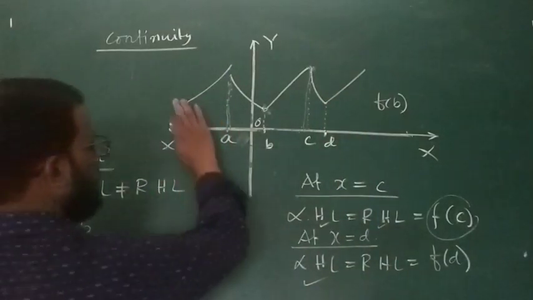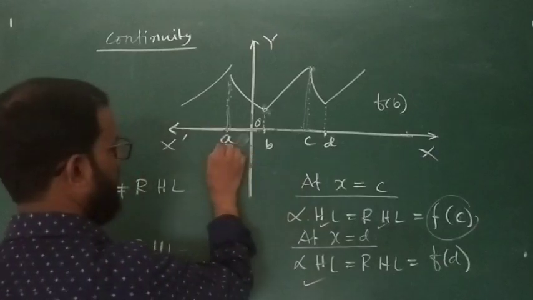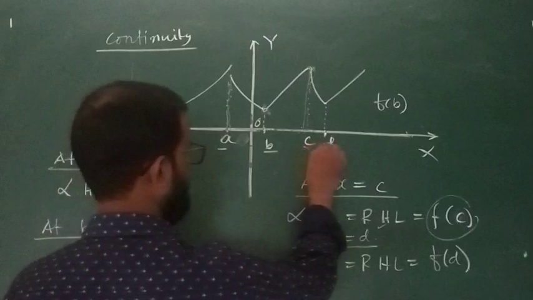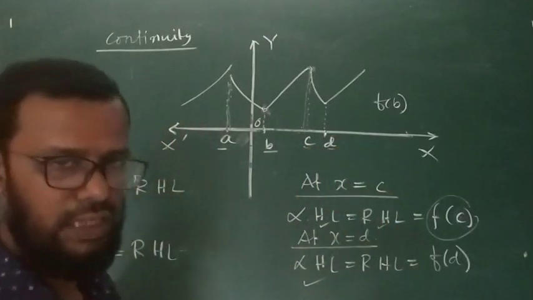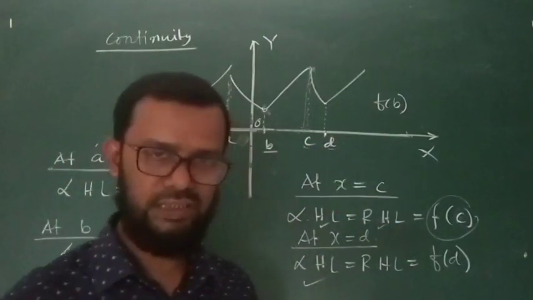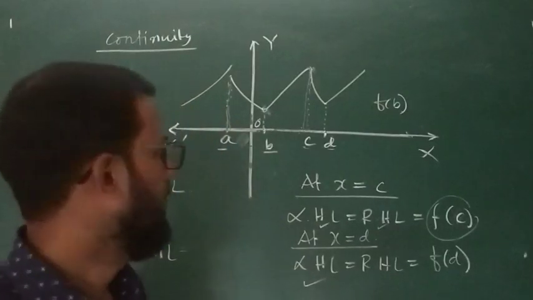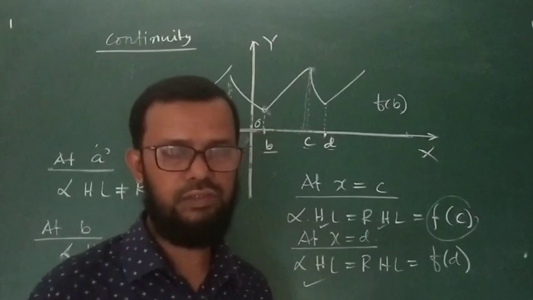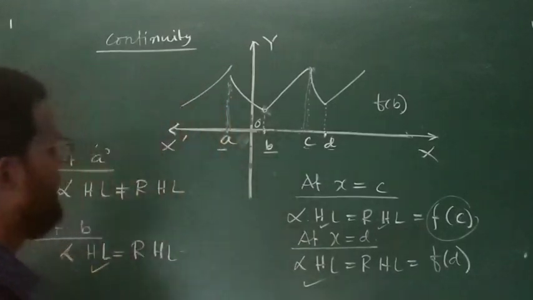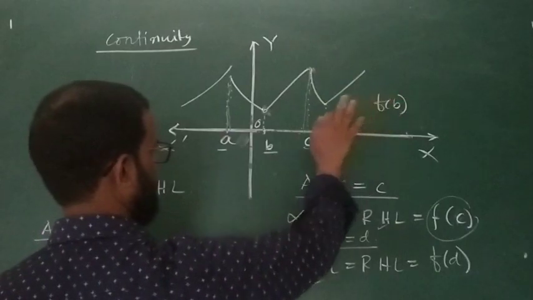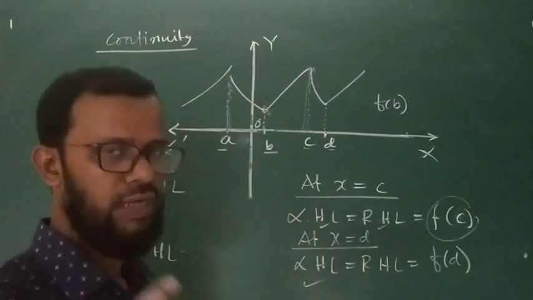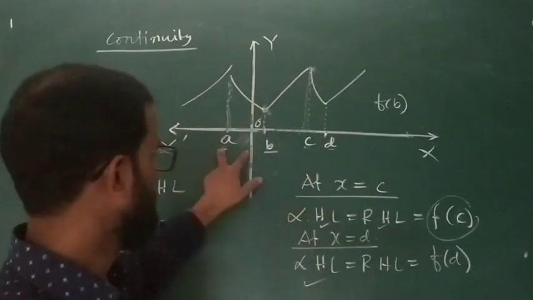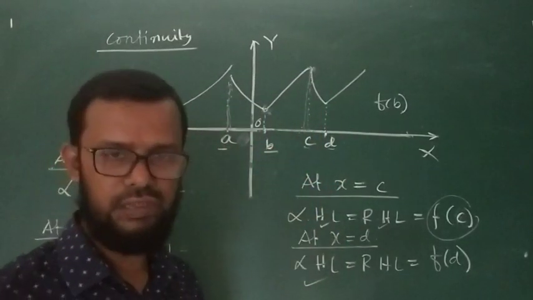So in this particular domain of the function, there are 2 points where the function is discontinuous, and there are 2 points where the function is continuous. But still the function is discontinuous, because it is discontinuous at 2 points, therefore it is a discontinuous function. We know that a function is continuous when it is continuous at every point. Here in 2 points it is discontinuous, therefore it is a discontinuous function.